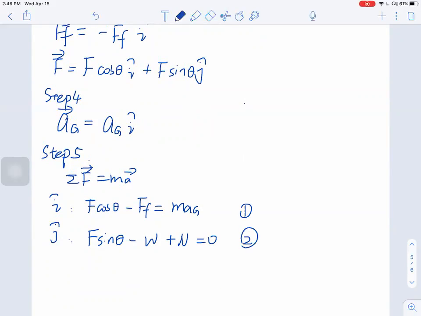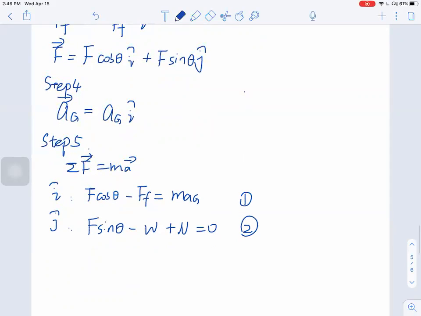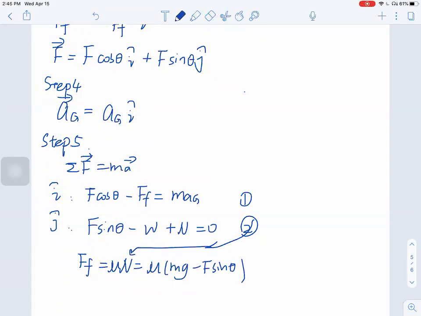And yeah, you can write out what the friction force is. Friction force equals mu N. N in this case can be found in equation 2. It can be written as mu times mg minus F sine theta. But we don't really know what mu is here.